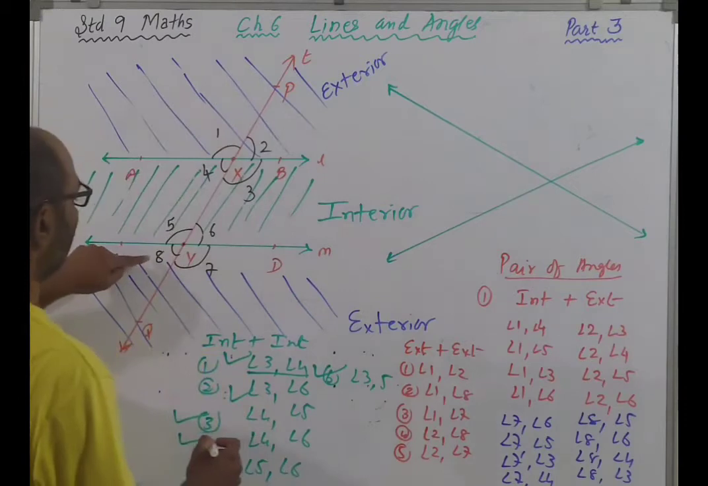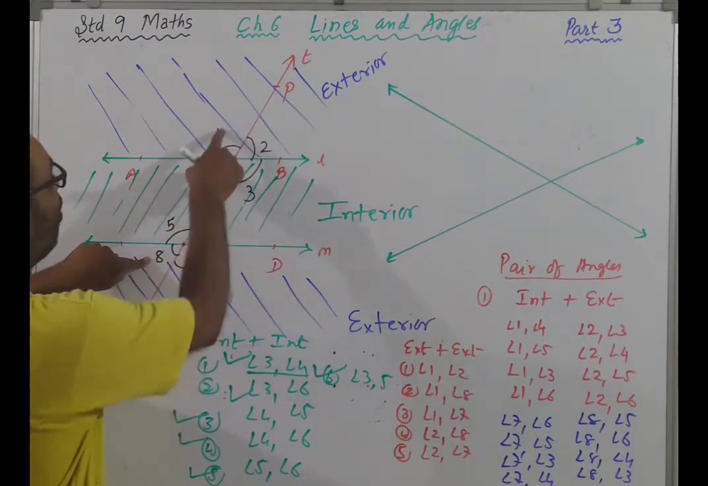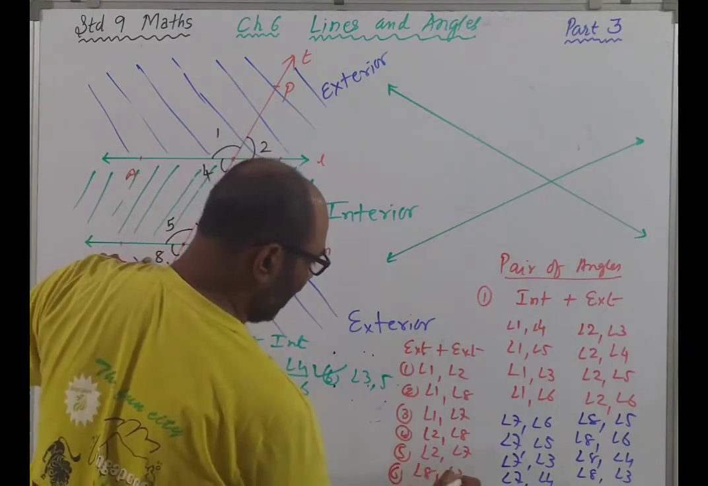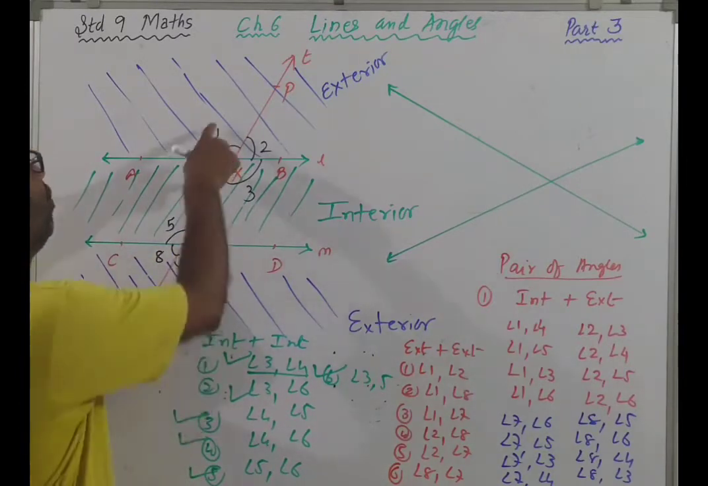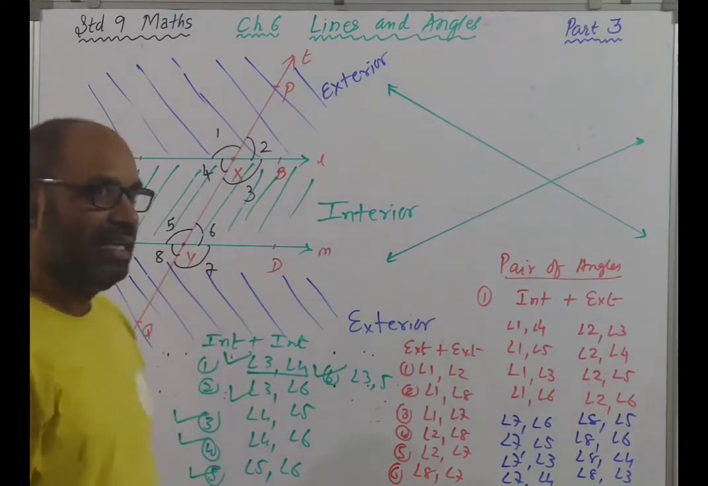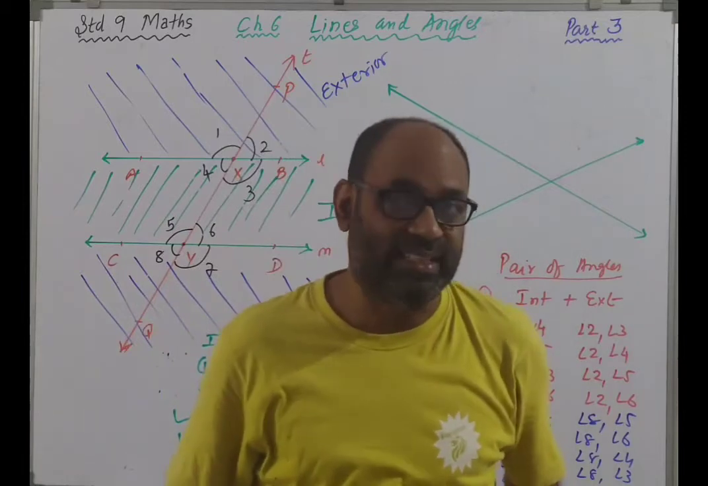Then I start with 8. 8 और 2, 8 और 3 आ गया. 8 और 1 आ गया. 8 and 7. Angle 8 and angle 7. Correct? If I start with 7, सब आ गए. 1 के साथ, 2 के साथ, 8 के साथ. So again we get 6 pairs of angles where both the angles lie in the exterior.